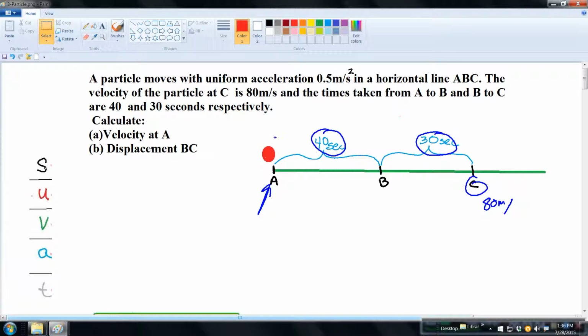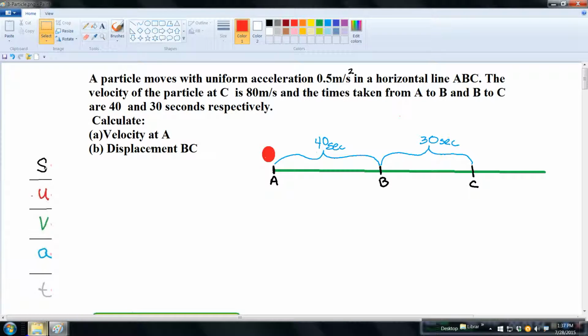So we're interested in the problem at this point. A is where the particle begins, and so we'll call this our initial velocity, U. This is our final velocity, and we have some information with time, and we've got acceleration there. And of course, first thing you do is make sure you've got constant or uniform acceleration. So yes, this is a SUVAT problem.